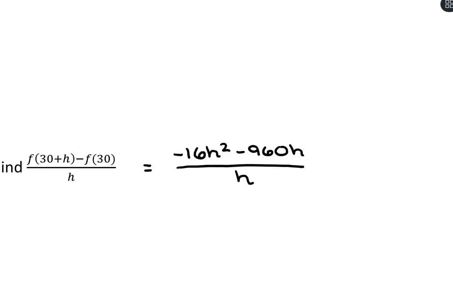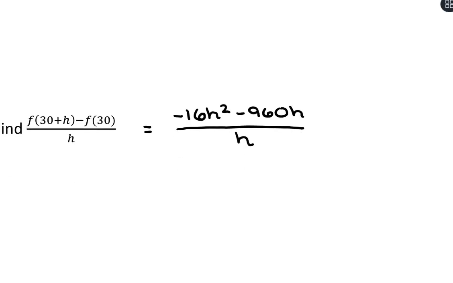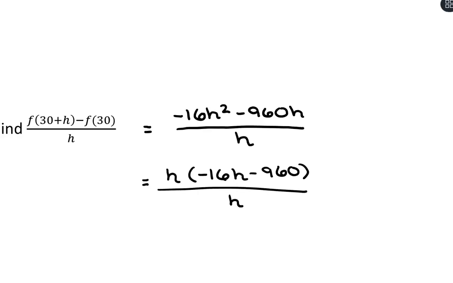If you're comfortable with canceling, just make sure it cancels over addition or subtraction. But the best way to really approach it, which I know it's an extra step, is to think of factoring first. So we have a common factor of h up in that numerator, and we could leave everything else alone. And then because we're dividing by an h, those are going to cancel out, and then we can see what we have for our leftovers, which is just negative 16h minus 960.